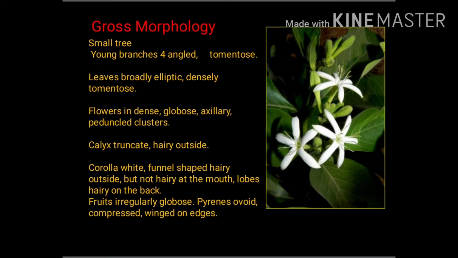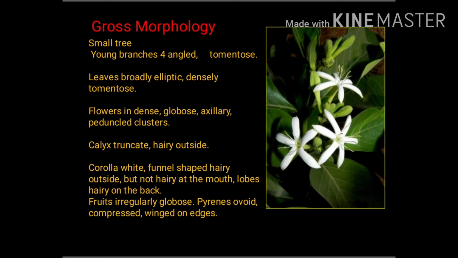The gross morphology of that plant. That plant is a small tree. While you observe the young branches, these are quadrangular, that means four angled. There is a presence of hairs, you can call that tomentose. While you observe the leaves, these are broadly elliptical, densely tomentose.